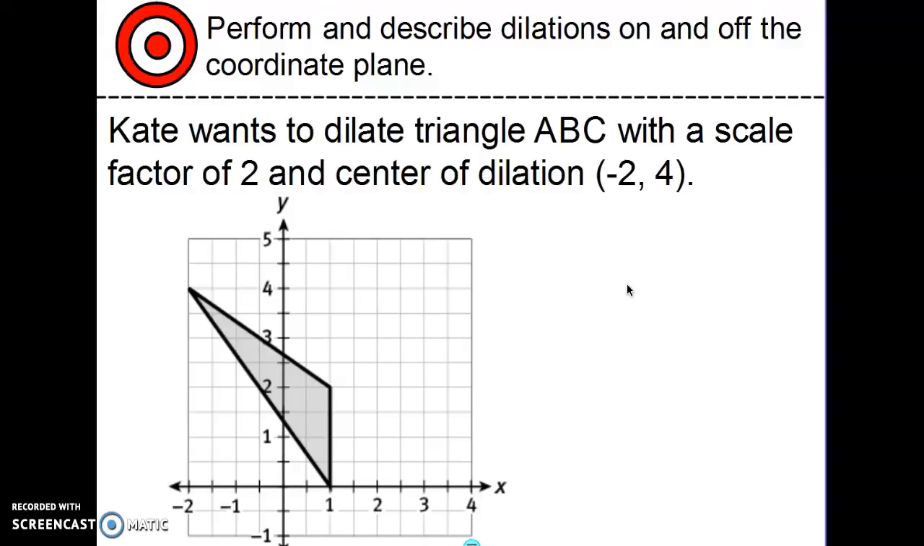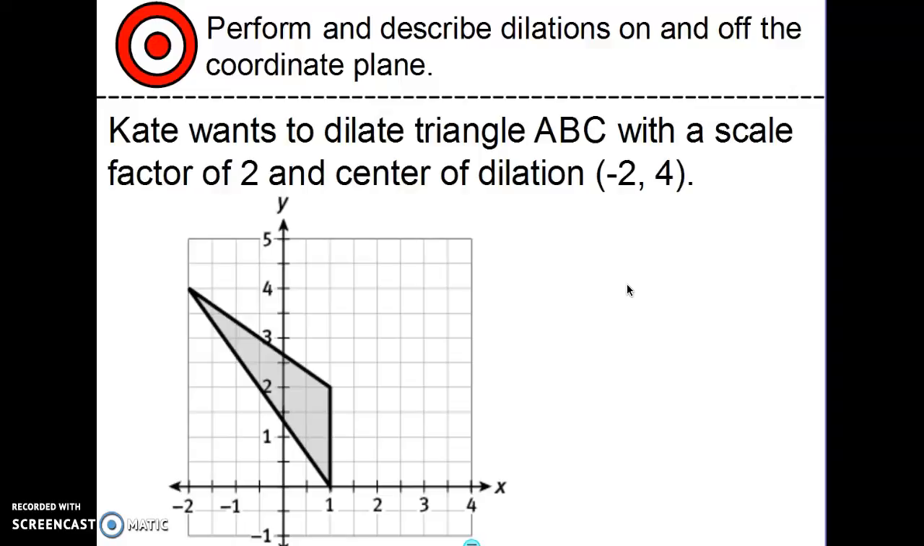It says Kate wants to dilate triangle ABC with a scale factor of 2 and a center of dilation at -2, 4. So she wants it to appear as if this figure is expanding outwards, getting 2 times bigger from a center of -2, 4. All right, so we could draw some pictures, try and graph -2, 4 and make it so that it looks like the figure expands out from there.